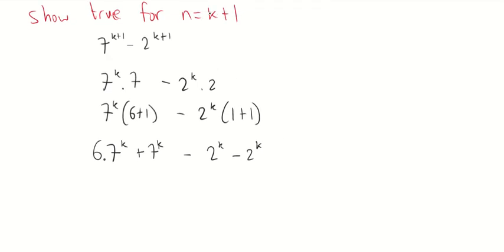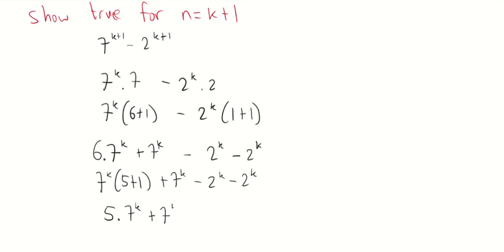Now that's not going to be good enough this time. Let's break up the 6 then into 5 plus 1. So we have 7 to the power of k times 5 plus 1, plus 7 to the power of k, minus 2 times 2 to the power of k, minus 2 to the power of k. So we have 5 times 7 to the power of k, plus 7 to the power of k, plus 7 to the power of k, minus 2 to the power of k, minus 2 to the power of k.